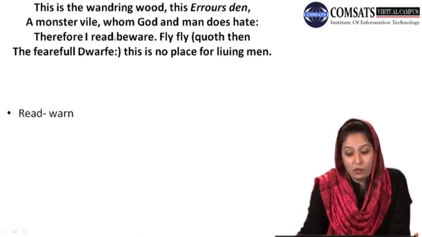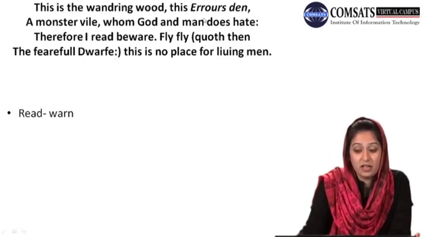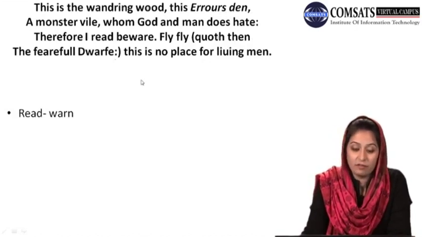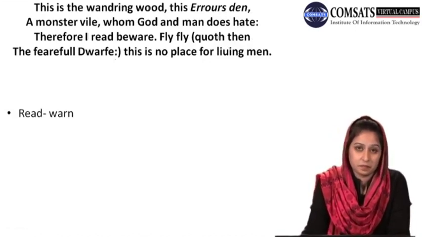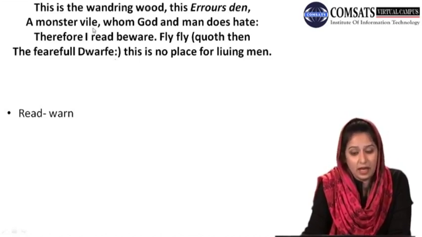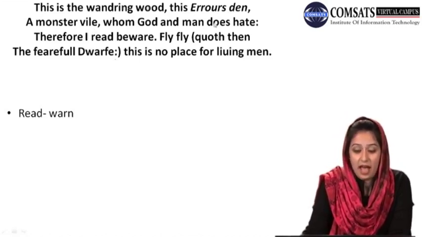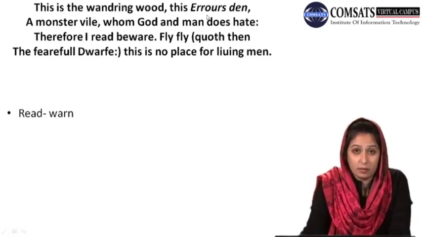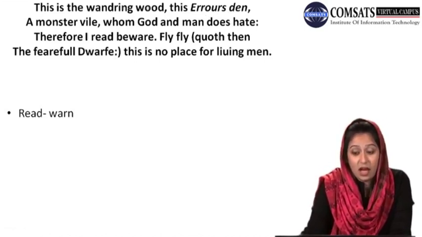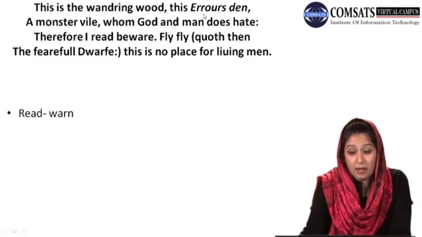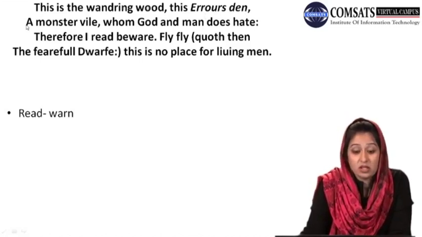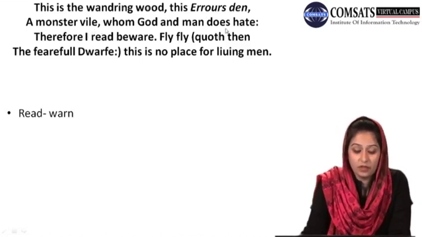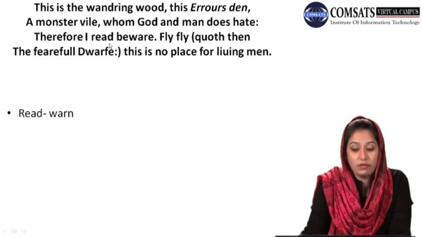This is the wandering wood, this Error's den. She said, this is the wandering wood. Wandering, it is lonely, desolate. This Error's den, Error symbolizes, there is a dragon, den is the cave, so the dragon symbolizes error. A monster vile, whom God and men does hate, therefore I read beware.